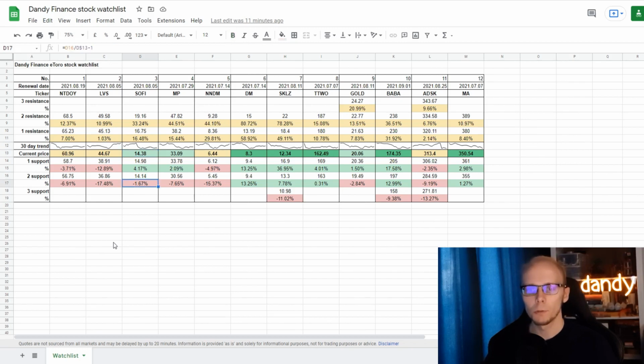So to get to the second support, the price needs to go down 1.67%. For the first support, there is still 4.17% of room. First resistance is up there at 16.48%. And to get to the second resistance, there is still 33.24% of room.